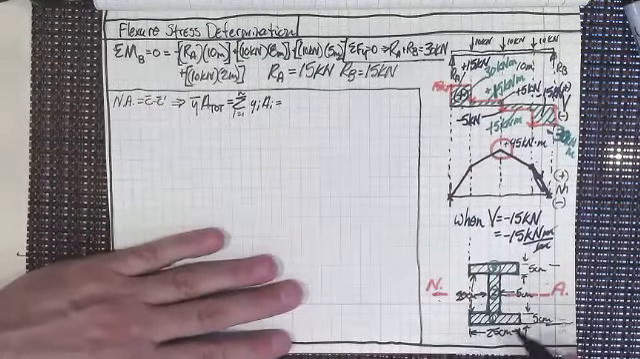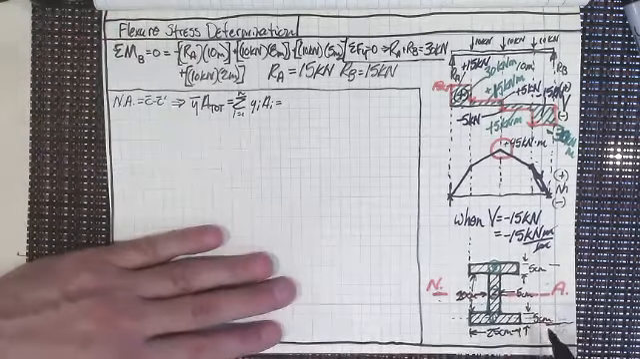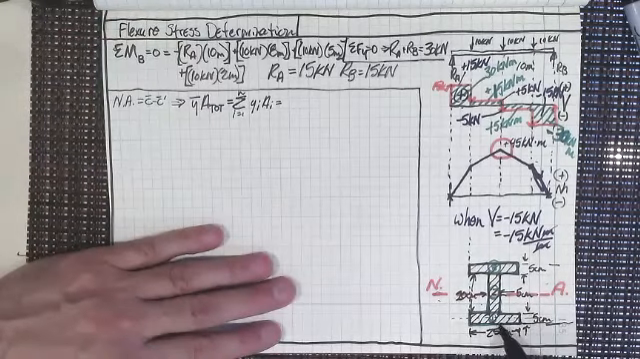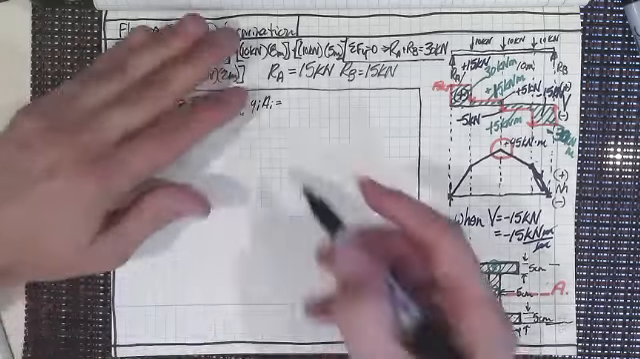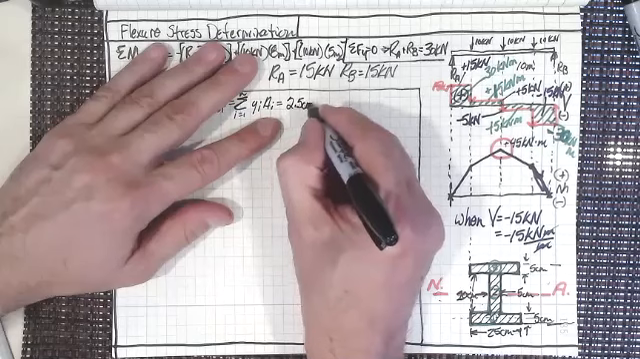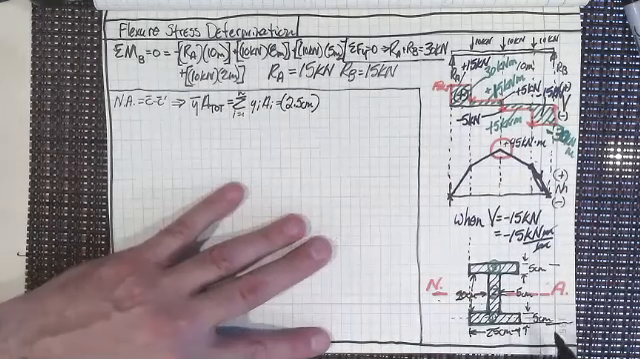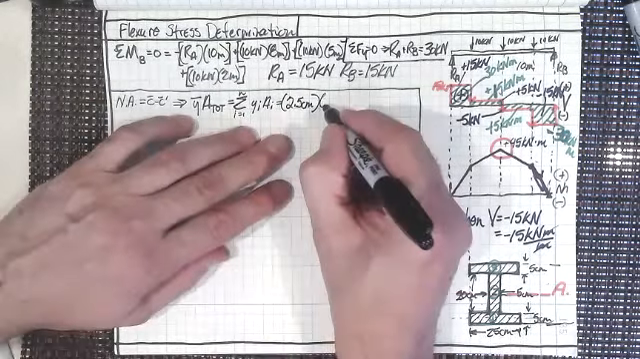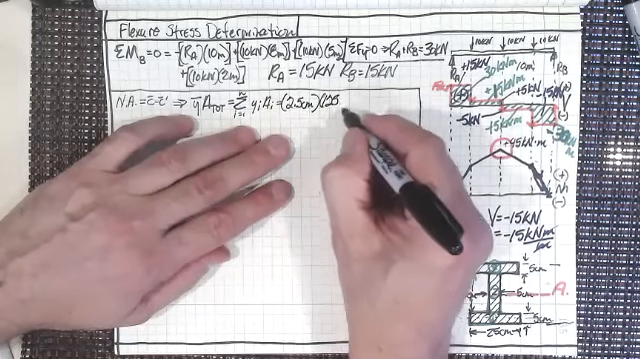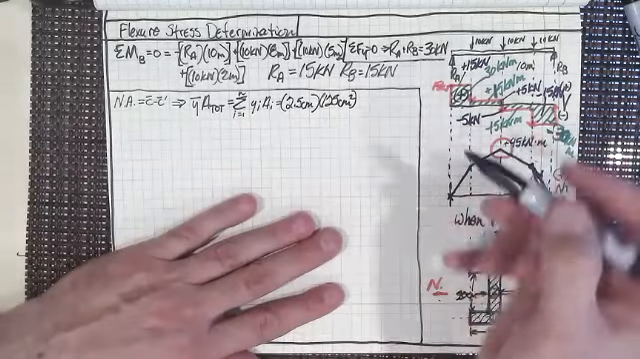The centroid of that first one would only be 2.5, because that's 5 centimeters thick. So it'd be 2.5 centimeters high, right? We'll do it in centimeters, times the area of that. Well, 5 centimeters by 25 centimeters is 125 centimeters squared. Okay, that's the first one.